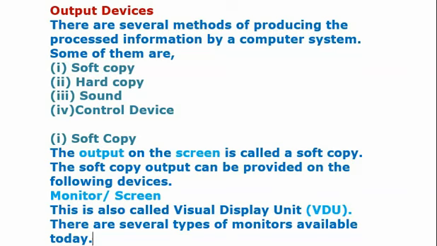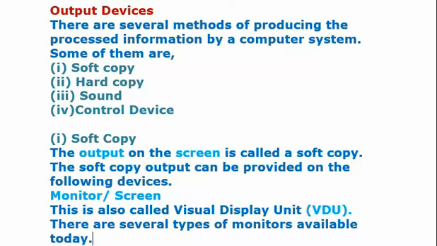In this video, we are going to learn about output devices. To take the processed information out of the computer, we will be using output devices. There are different methods: soft copy, hard copy, sound control devices. Any output taken onto the screen, we call it a soft copy. Monitor, screen, commonly used. Screen specifically used with projectors.